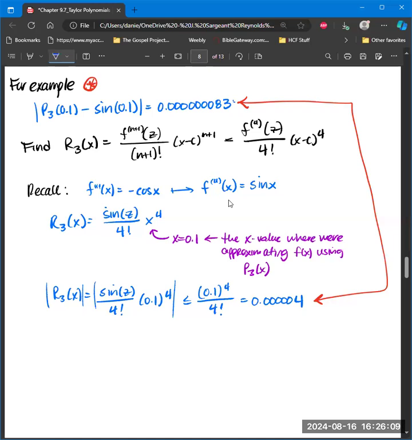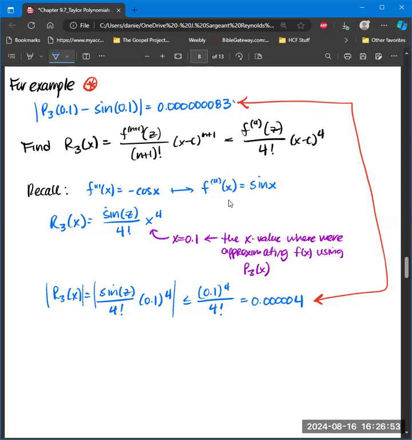So the x value where you're approximating f of x using P3 of x. So that's going to be sine of z times 0.1 to the fourth over 4 factorial. That needs to be less than or equal to just this 0.1 to the fourth over 4 factorial. Forget about the sine z part, since I am saying that that has to be between -1 and 1.